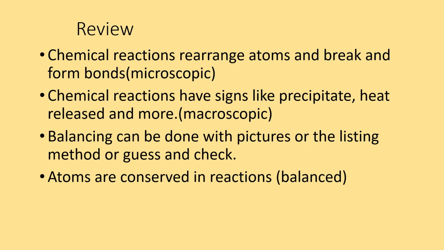Okay, so to review, chemical reactions rearrange atoms and break and form bonds. That's what's happening microscopically. So what do we see? We see precipitates or heat or color changes, that kind of stuff macroscopically. We balance equations with pictures or lists or guessing and checking, and we make sure that we have all the same atoms that came in are coming out. And that's it.